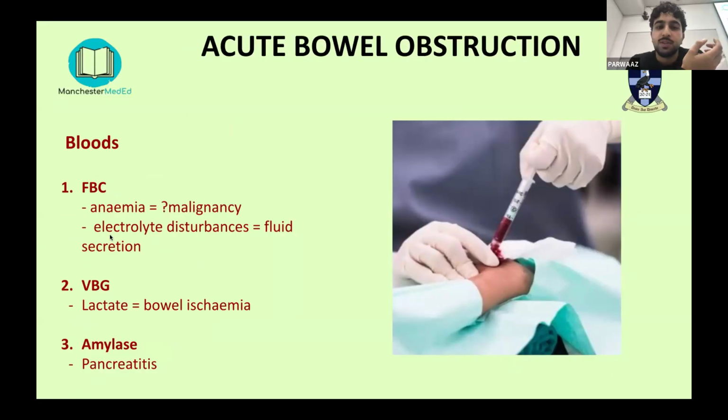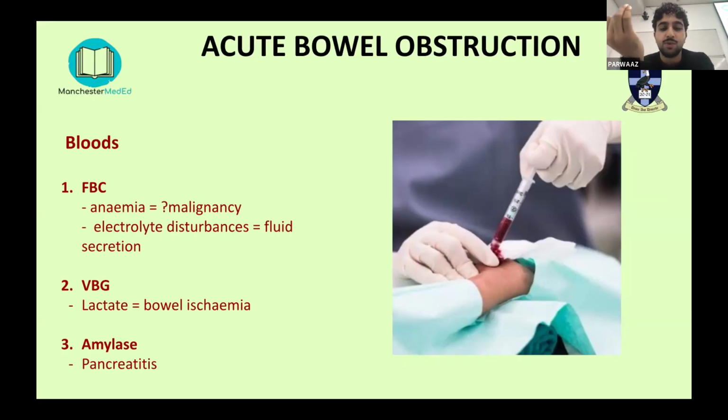The reason for this is because essentially when you have an obstruction, the bowel's normal function to absorb fluid gets lost. So all that fluid accumulates proximal to a bowel obstruction, and it can cause really, really severe electrolyte disturbances, which needs to be dealt with immediately, essentially. So, hypokalemia, hypocalcemia, hyponatremia, those sorts of things. So always do U's and E's in bowel obstruction.